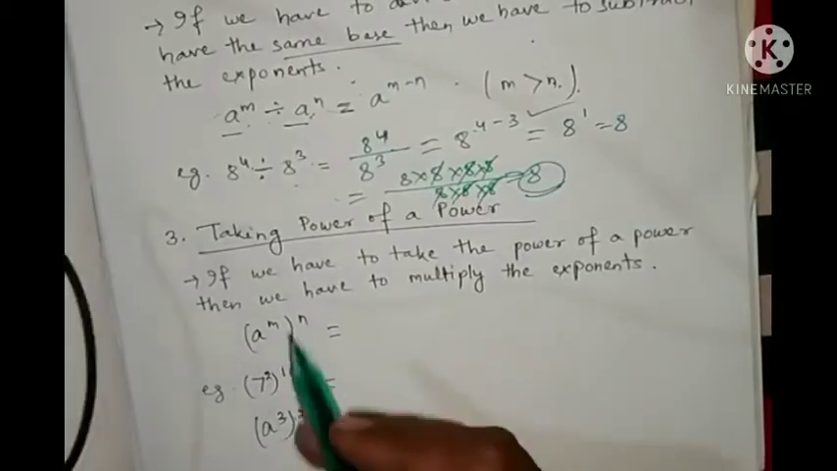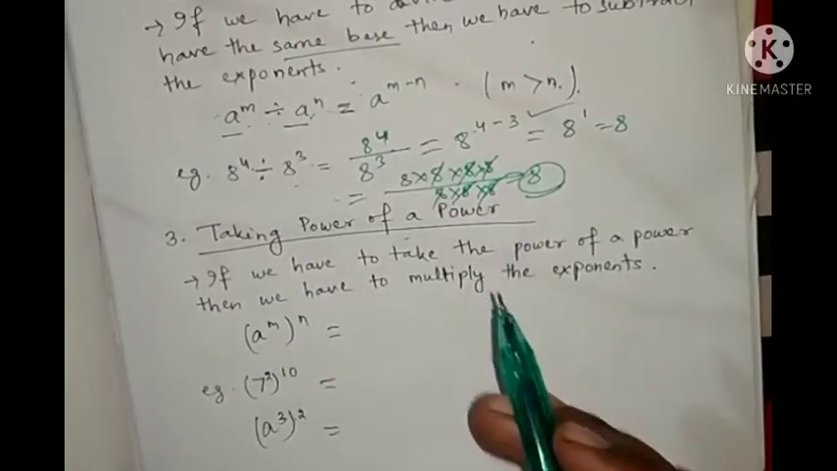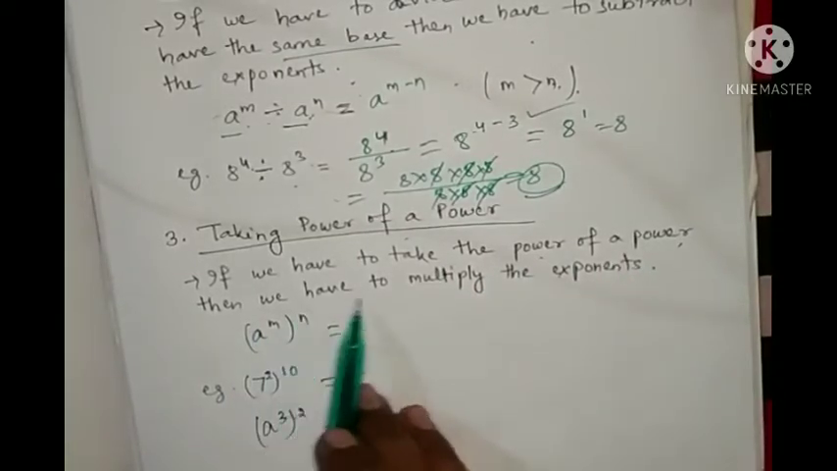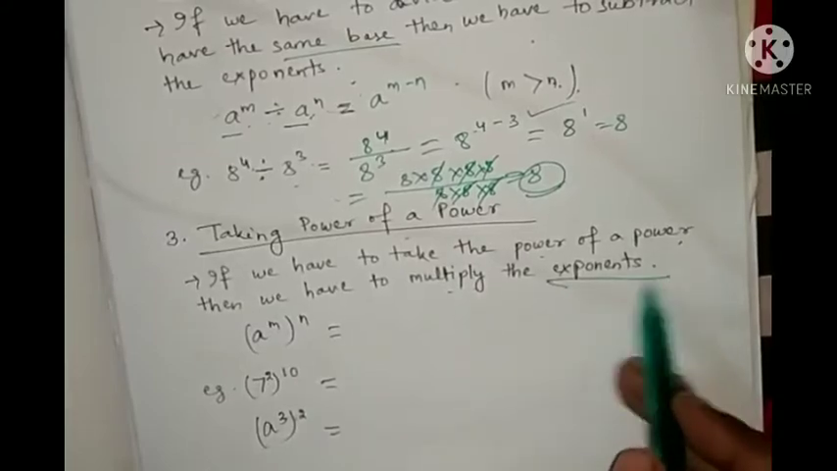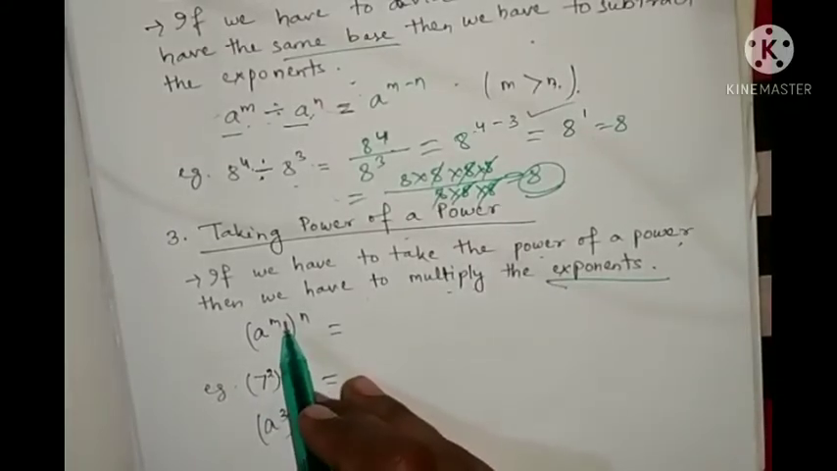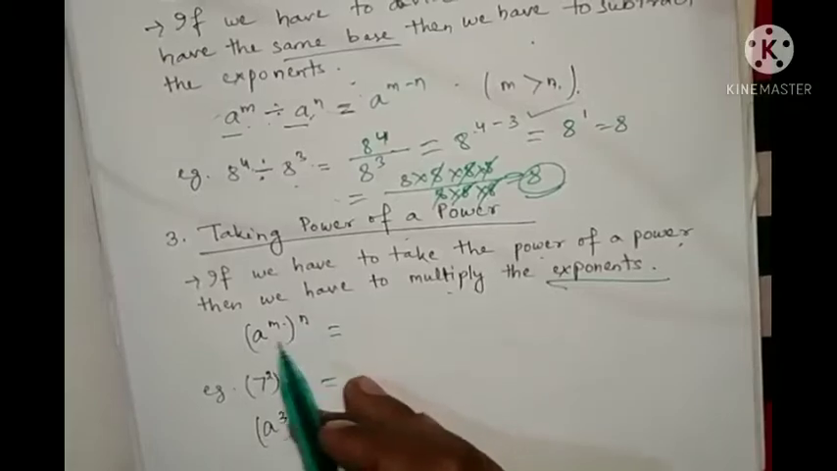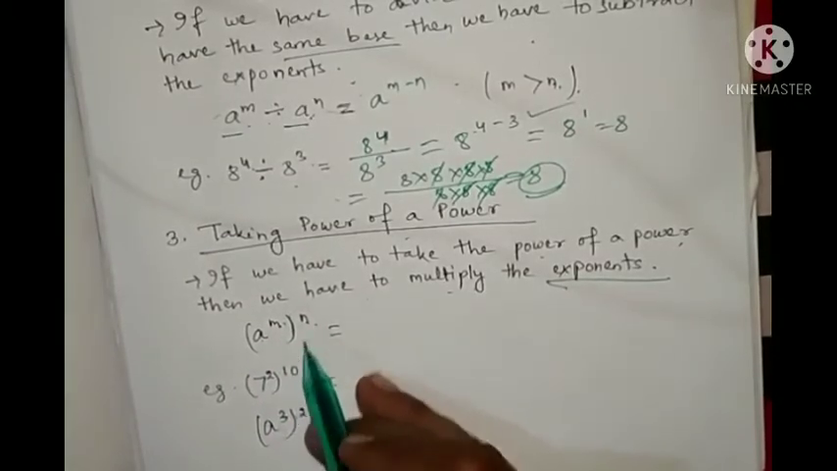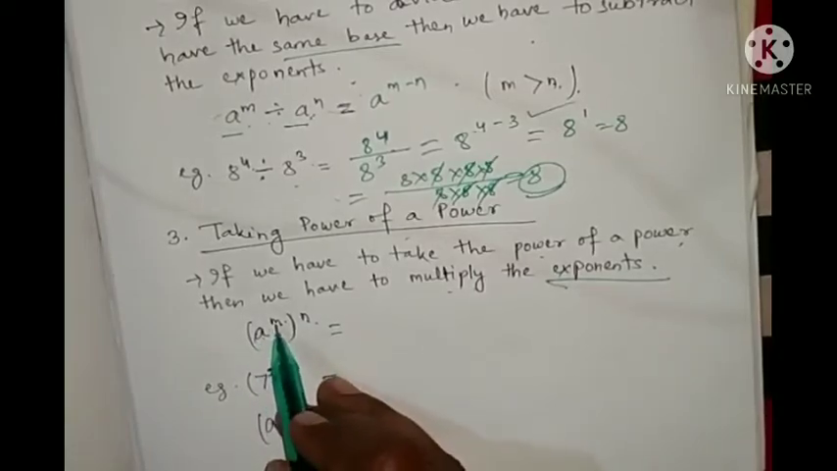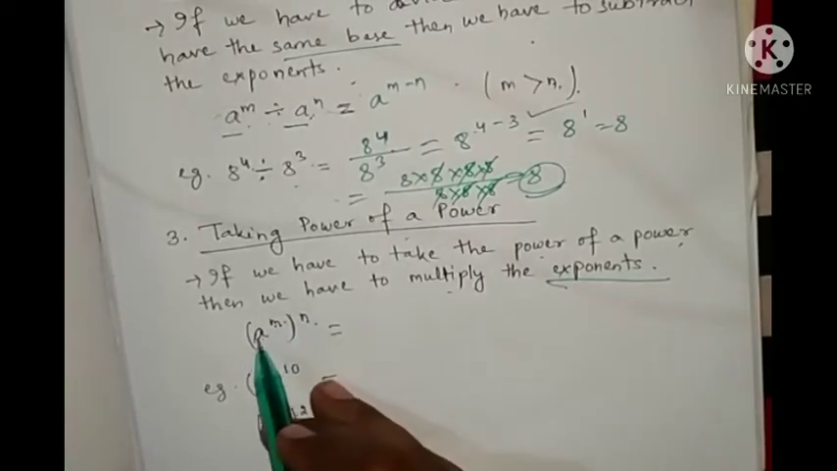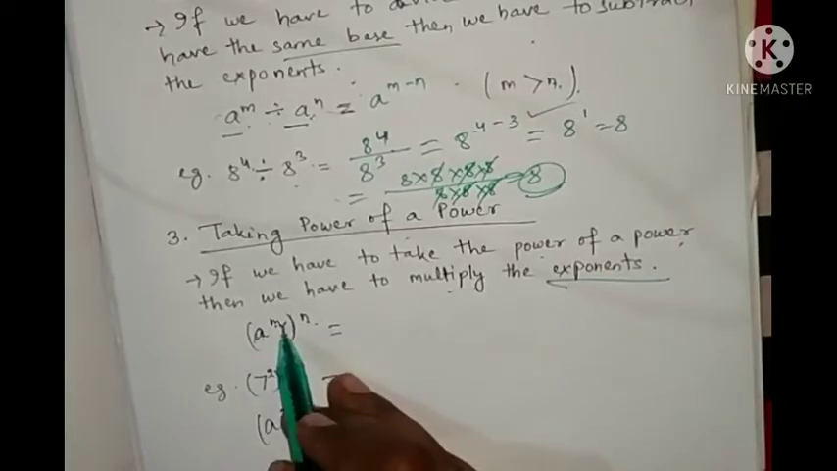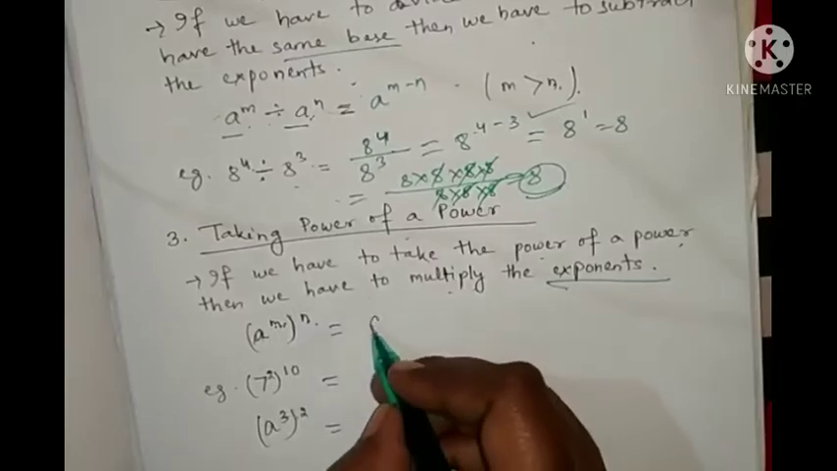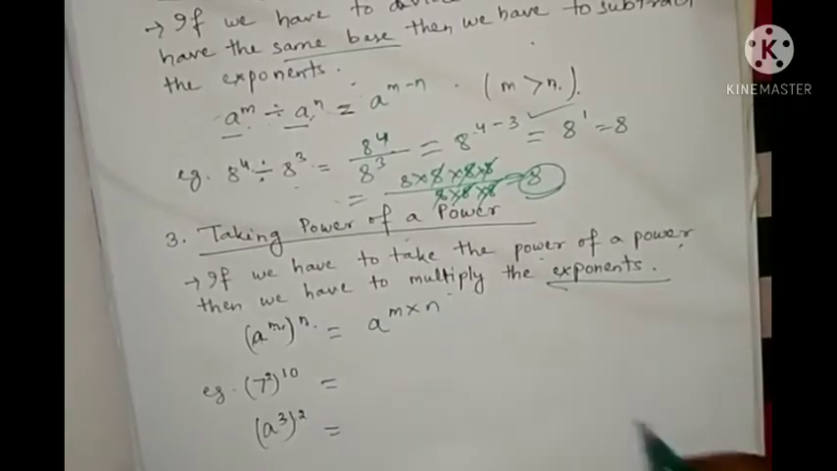Next, taking power of power. If we have to take power of power, then we have to multiply the exponents. So here you will say a to the power m whole to the power n. What will you read? A to the power m whole to the power n. So here a has exponent m, and the whole has exponent n. So what will you write? A to the power m into n.